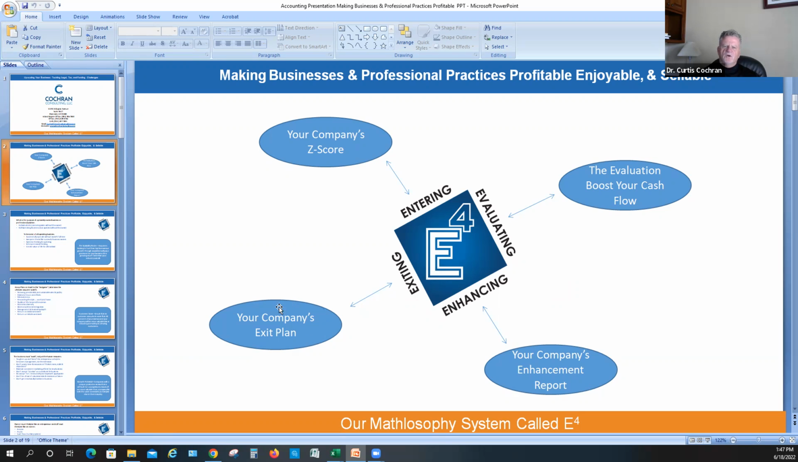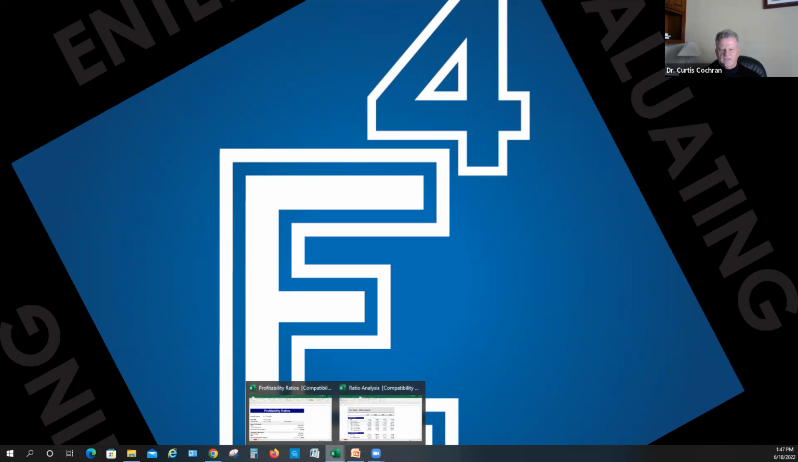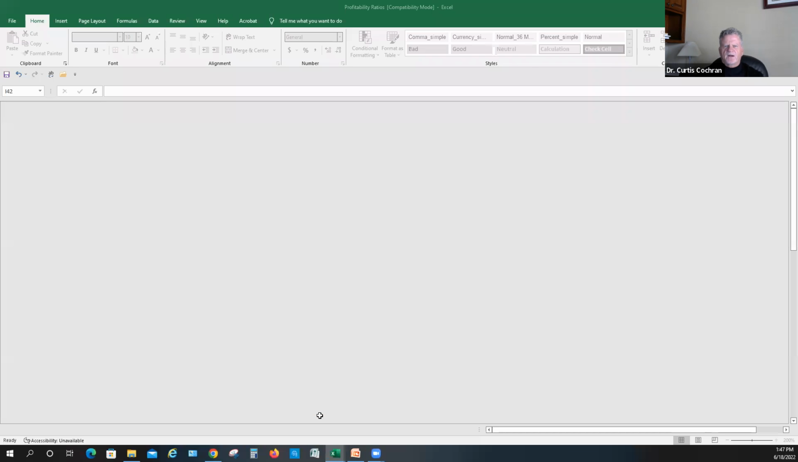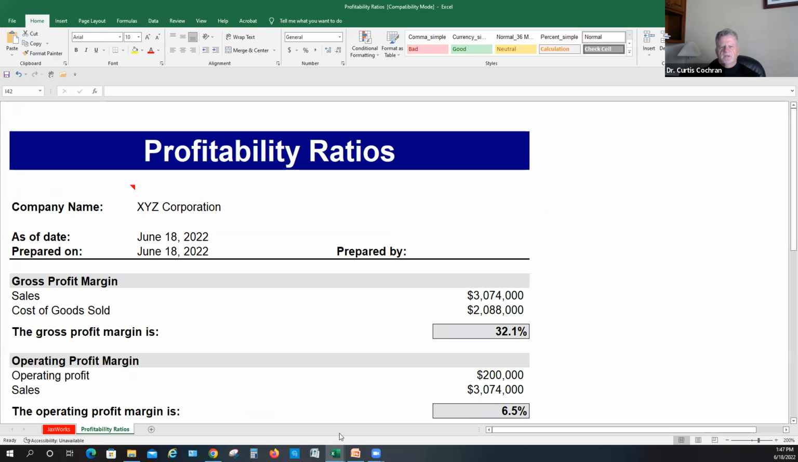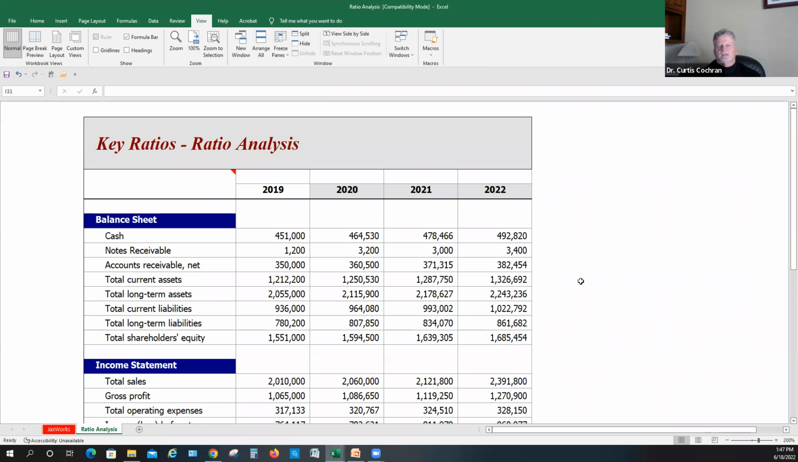If you are in business and you don't have an exit plan right now, you better get one. It's that simple. All right, let's get to the ratios. Let's get to the profitability ratios. Now, scratch that. Let's go to the key ratios.